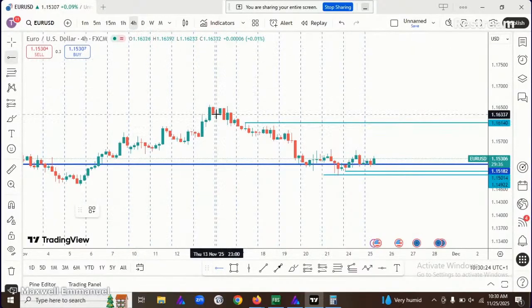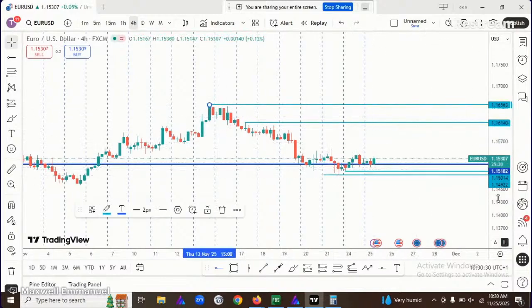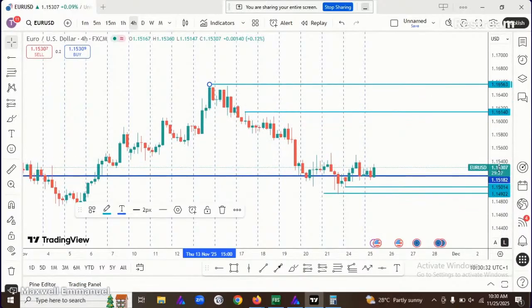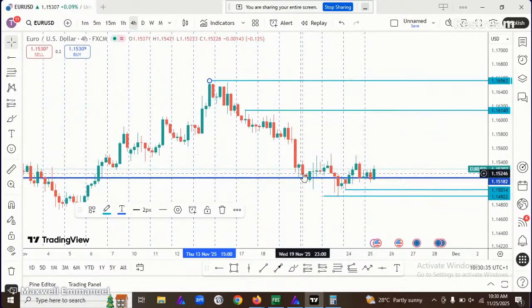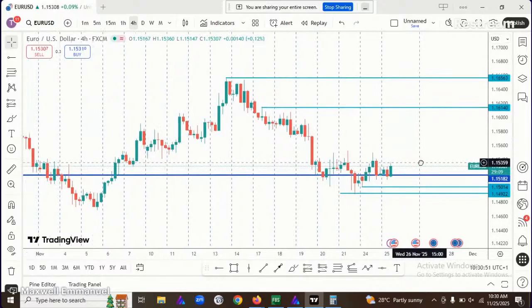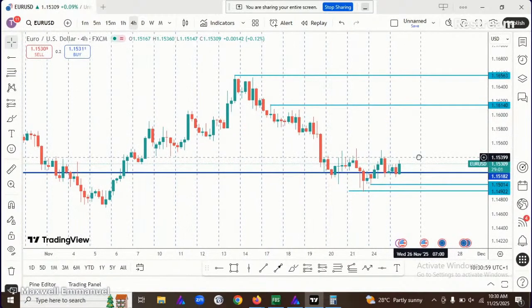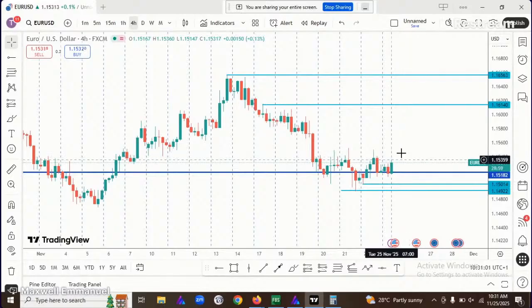Okay, that's my target. If you look at the 4 hour time frame, you can see that Euro USD has been in a range since last week Thursday or Friday, with no clear direction on anything. That's because of the major news that will be released this week. So I advise that you patiently wait for the news to be released before you take any trade.